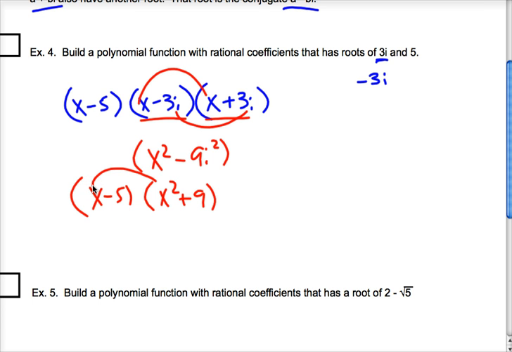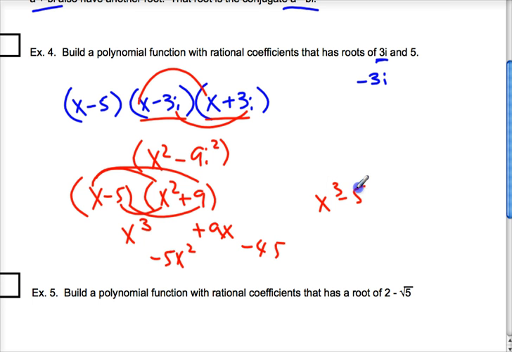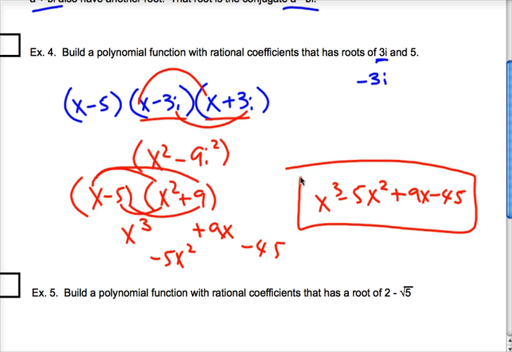x times x squared is x cubed. x times 9 is 9x. -5 times x squared is -5x squared. And -5 times 9 is -45. So you've got x cubed minus 5x squared plus 9x minus 45. Go f of x equals that. I suppose I should put that to make sure that we have a function. f of x equals that, because I said polynomial function.